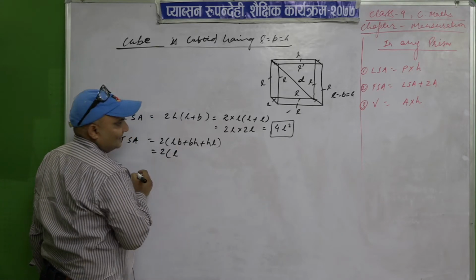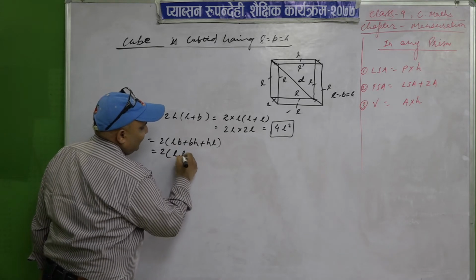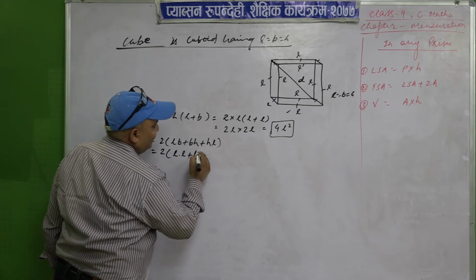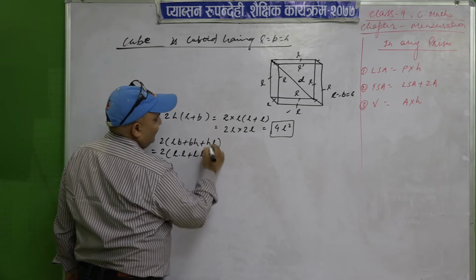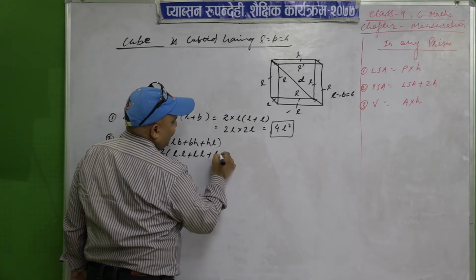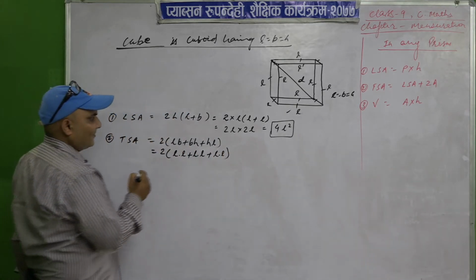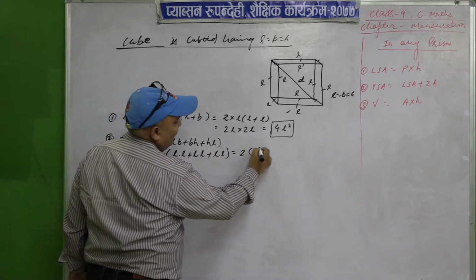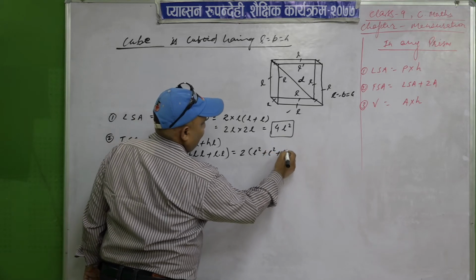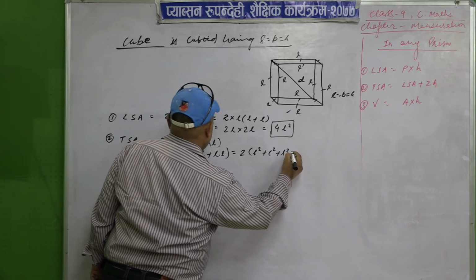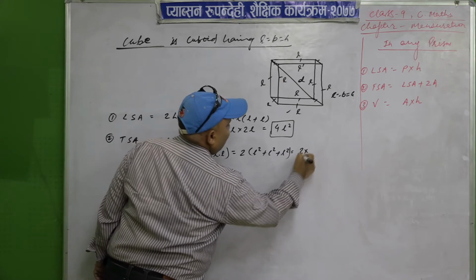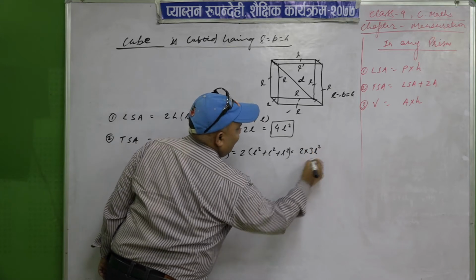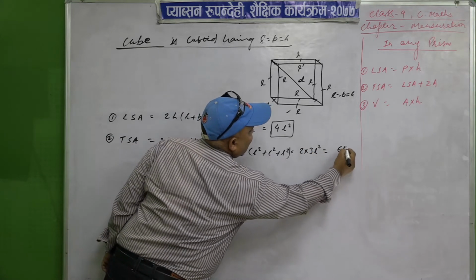In the place of L, write as it is, but in the place of B you write L, plus again in the place of B you write L, into, in the place of H again you write L, plus in the place of H you write L, and write this L as it is. Now simplify this. 2, if you multiply L into L, that is L square, again plus L square, and then after 2 into, if you add L square plus L square plus L square, you will get 3L square, and that is 6L square.